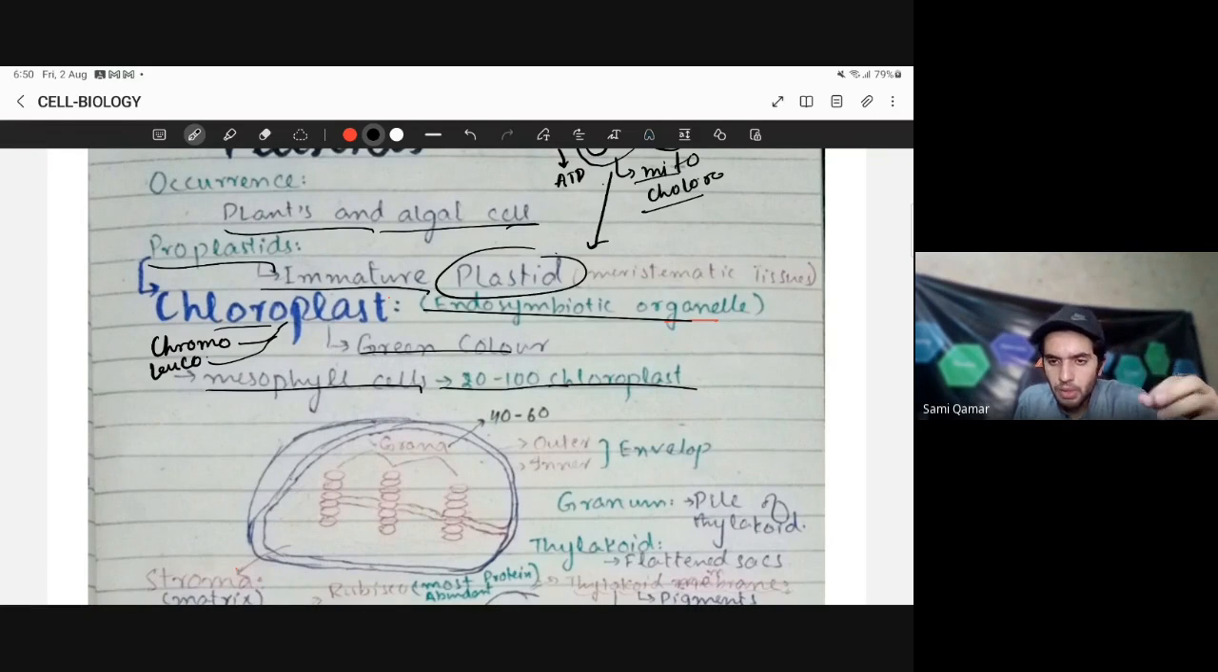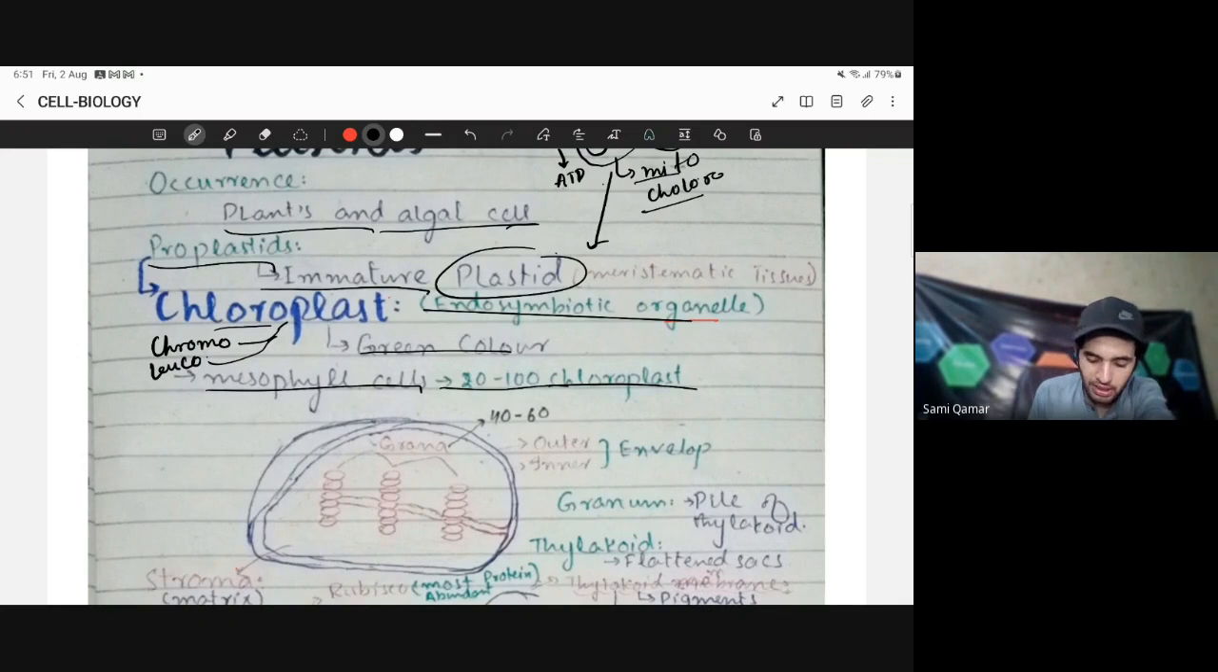And what are proplastids? Proplastids are just immature plastids. Plastids are of two types: one is proplastid, and the second one I haven't written here because it's not included in our book, but you can search about it. For now, just take it that plastids are of three types: chloroplast, chromoplast, and leucoplast.